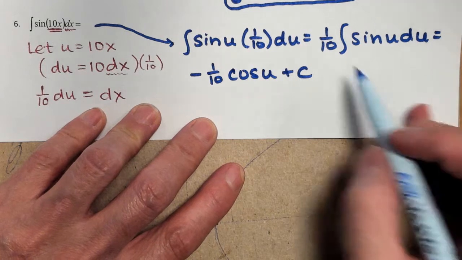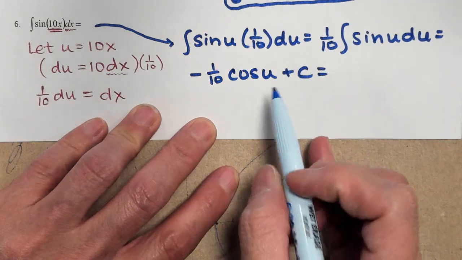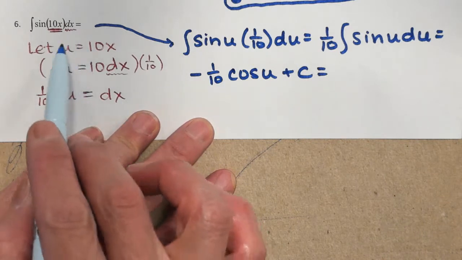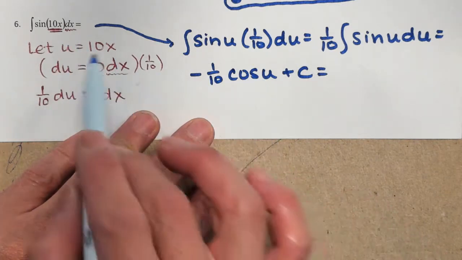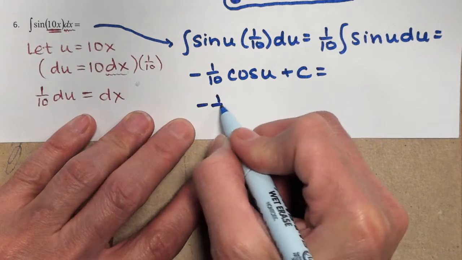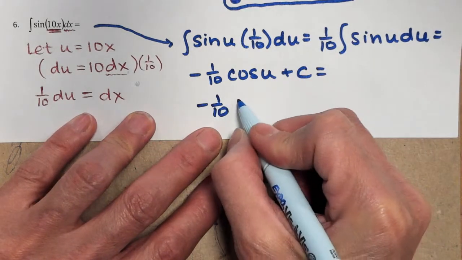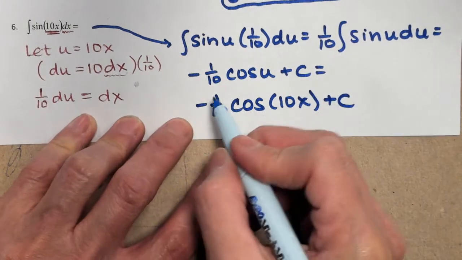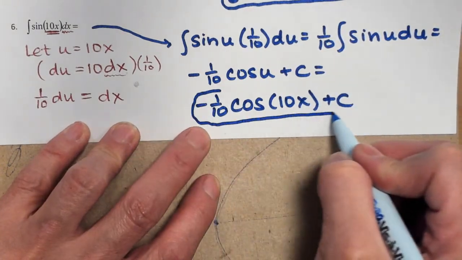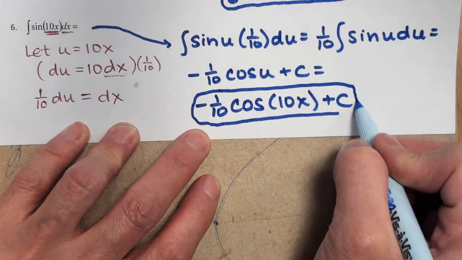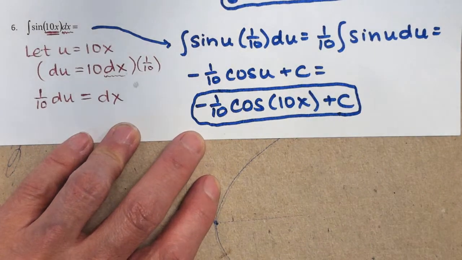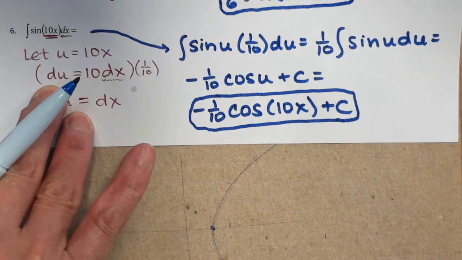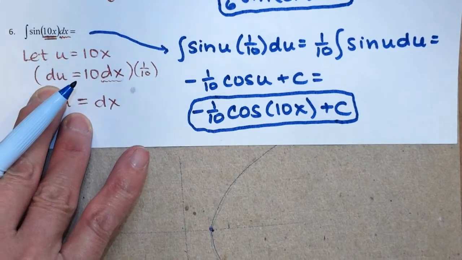My last step when I'm doing a U-substitution is to go back to the original variable of integration. So go back to x's. So I'm going to replace the u with what I assigned it to, which is 10x. So there's my final answer. The integral of sine 10x dx is negative 1/10 cosine 10x plus c.